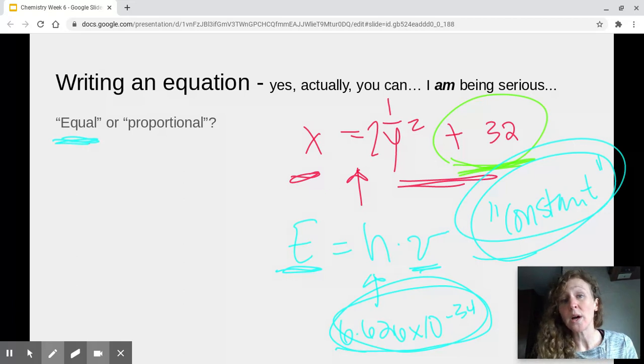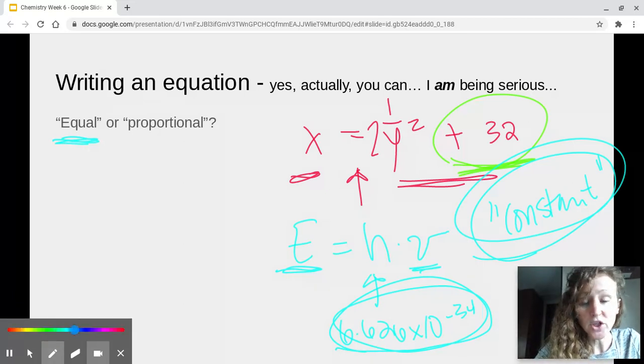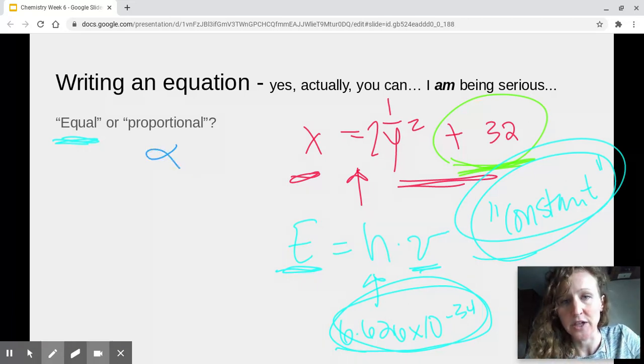Well, if we don't want to do that, if we don't want to go calculate a constant, instead of using an equal sign, we can use a proportional sign. A proportional sign looks like this. It looks like a little fish. It's the lowercase alpha symbol. And what it does is it just makes the 2 sides proportional.